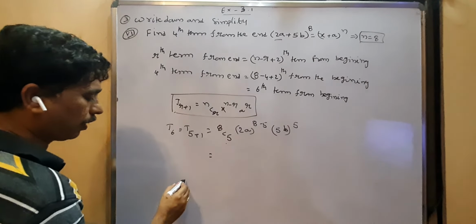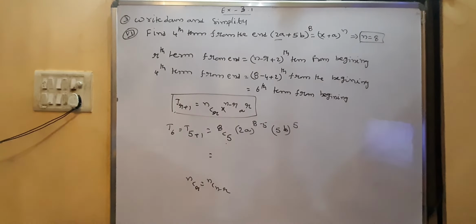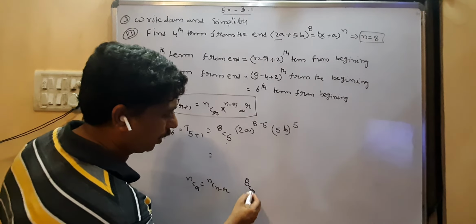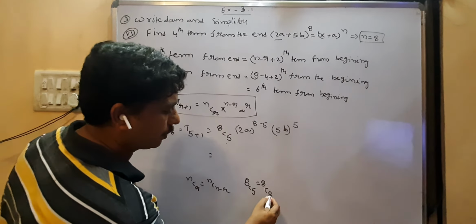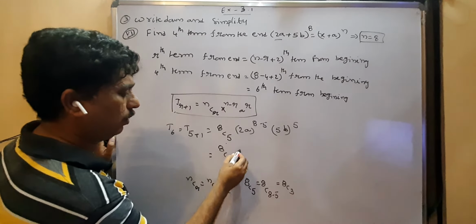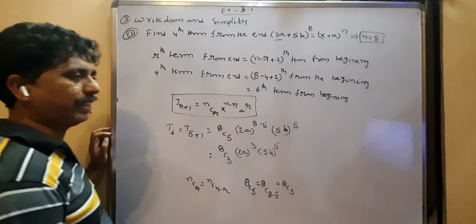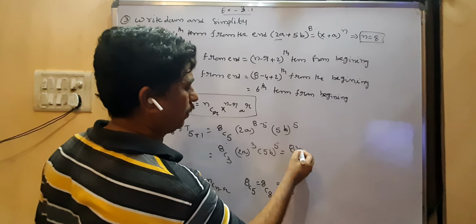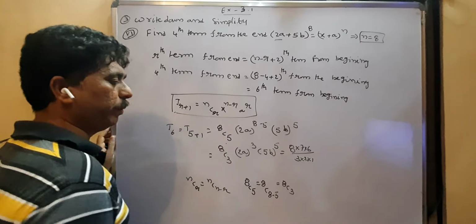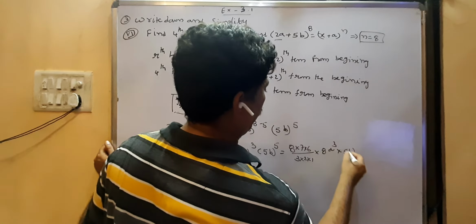So nCr is nC n minus r. When r value is more than half of n, you can apply this formula. 5 is more than half of 8, so 8c5 can be written as 8c 8 minus 5, that is 8c3, 2a whole cube into 5b whole power 5. 8c3 can be written as 8 decreased by 3 times, 8 into 7 into 6 by 3 into 2 into 1. 2 cube means 8, into a cube into 5b whole power 5.